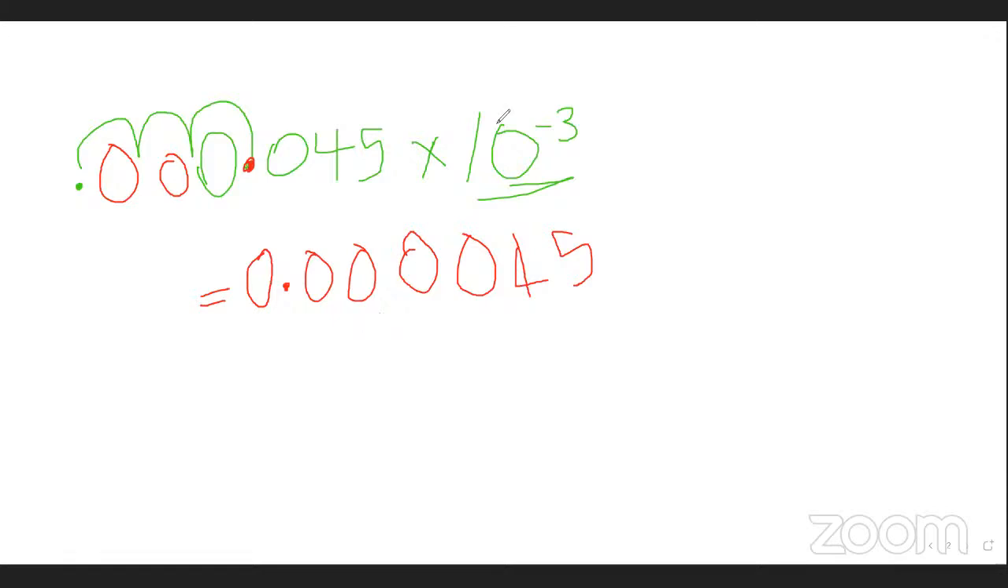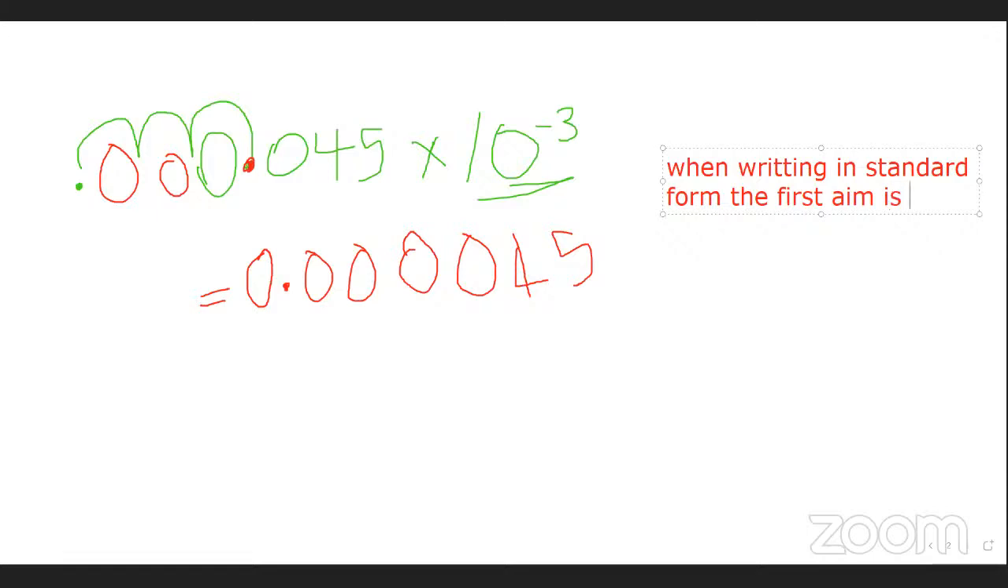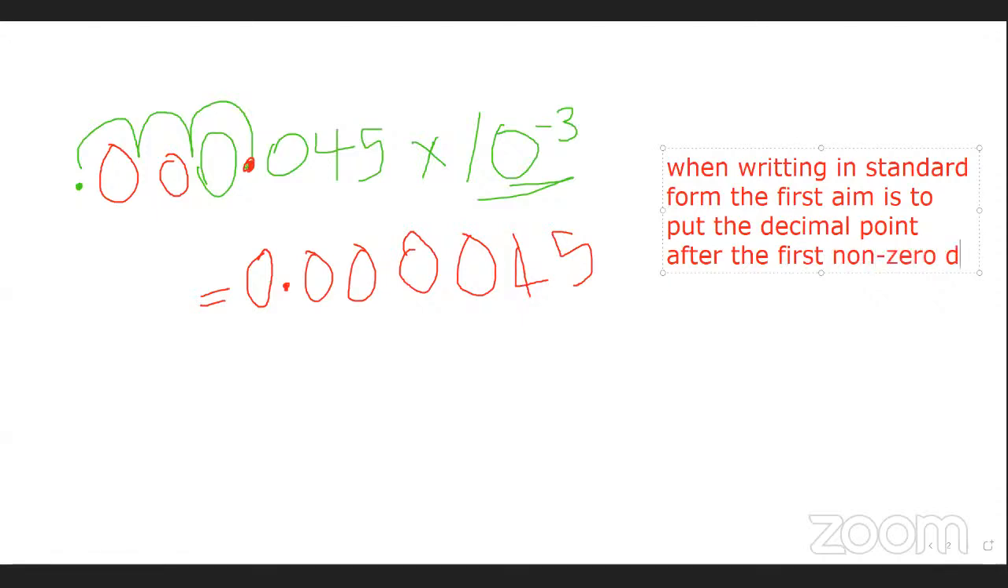So when writing in standard form, the first aim is to put the decimal point after the first non-zero digit.